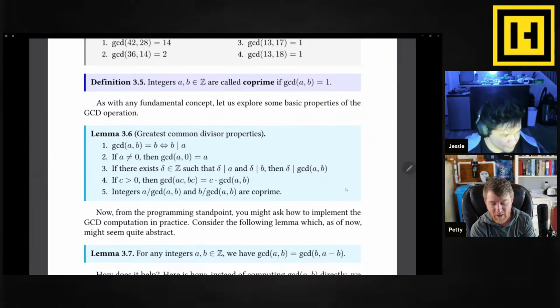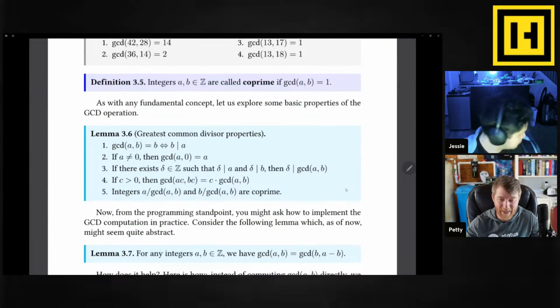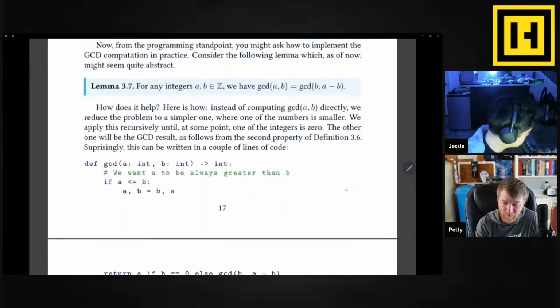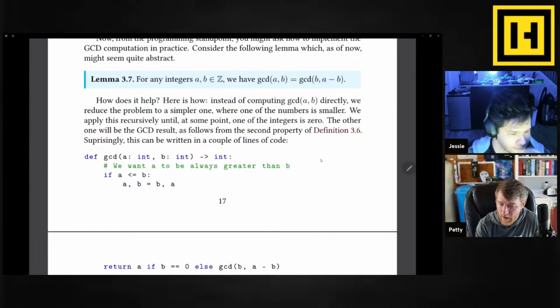Now, from the programming standpoint, you might ask how to implement the greatest common denominator computation in practice. Consider the following lemma, which might seem quite abstract. For any integers A and B, the greatest common denominator of A and B is equal to the greatest common denominator of B and A minus B.